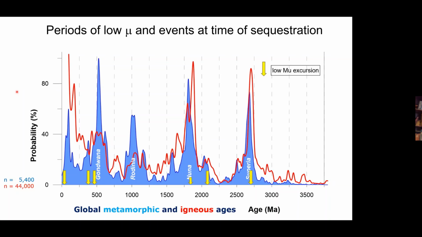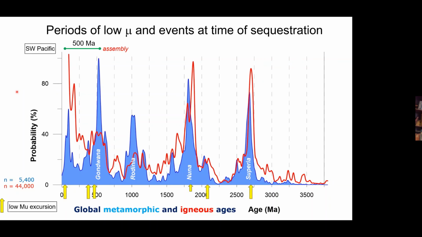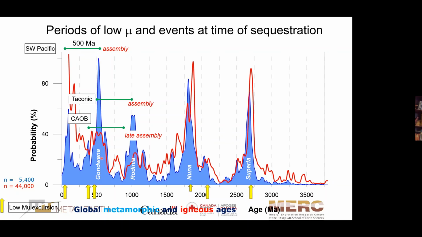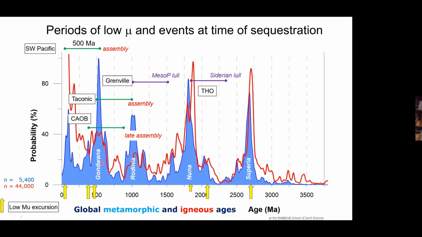So if I just look at where these low mu excursions are and have a look at some of the high endowment episodes in the Southwest Pacific, if the mantle source that's producing the high endowments was effectively isolated about 500 million years ago during formation of Gondwana, the Taconic and the Central Asian orogenic belts effectively could relate back to things that were happening either during Rodinia or more particularly during the Arabo-Nubian phase of subduction.